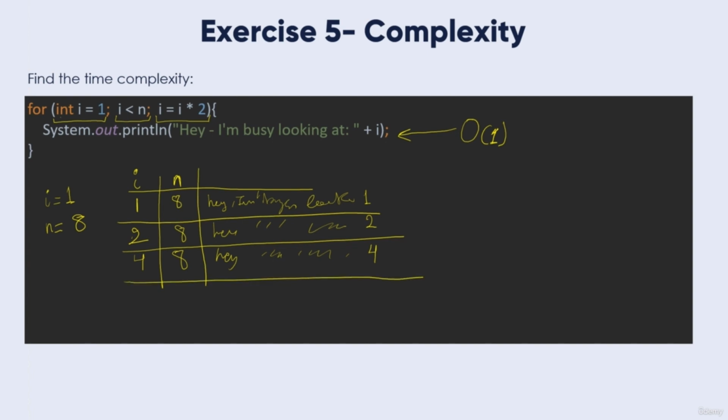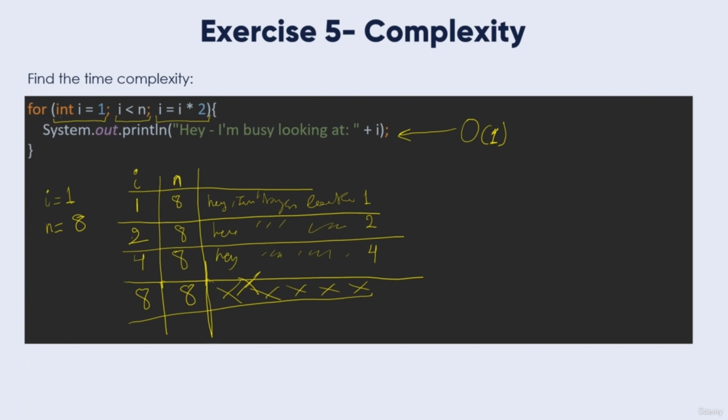Now, going up again, i is equal to the old i, which is 4, times 2, which is equal to 8. 8 less than 8? No. So stop. We need i less than 8 to continue. So this will not be executed anymore.